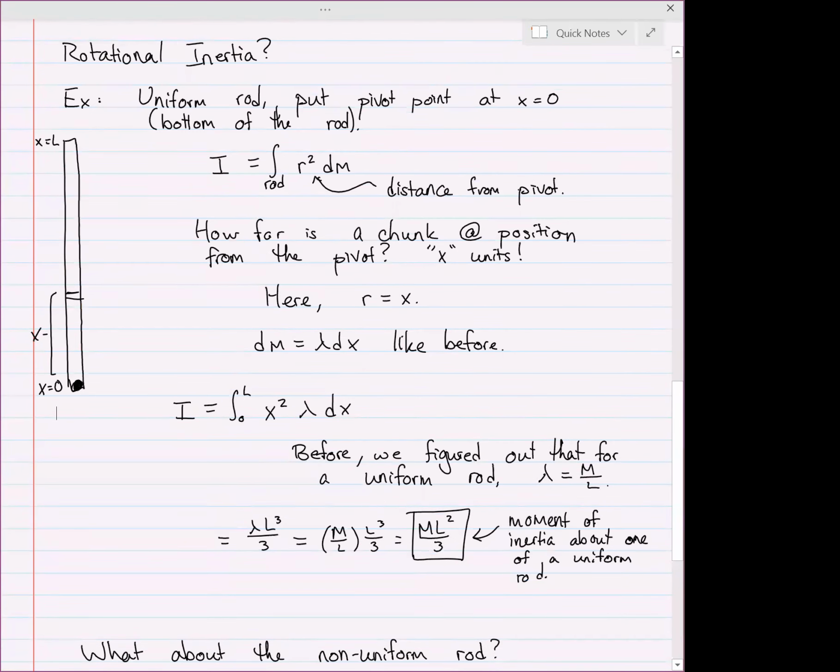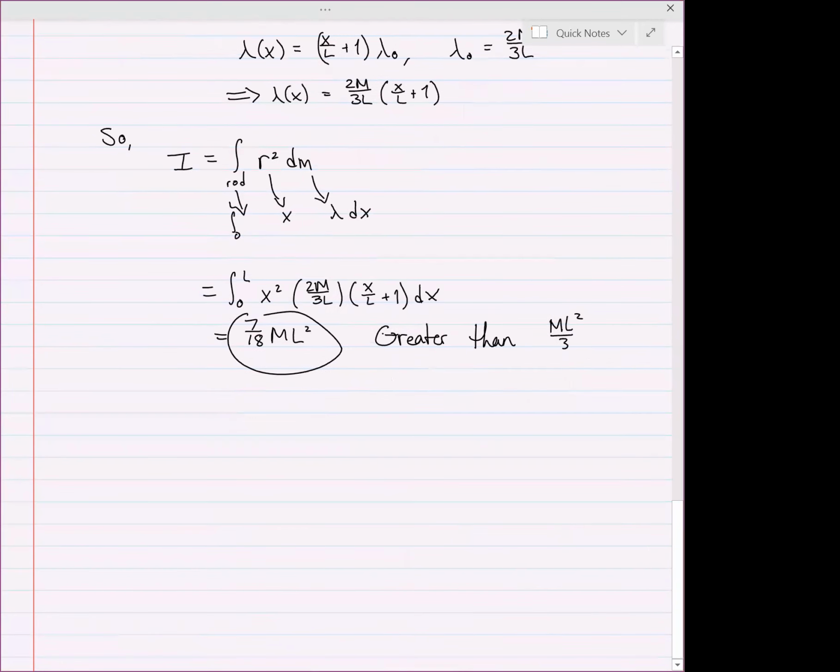What about a rod that isn't straight? That requires that it become a two-dimensional integral. Let me leave it at that. It's doable, but it requires a two-dimensional integral in most cases.